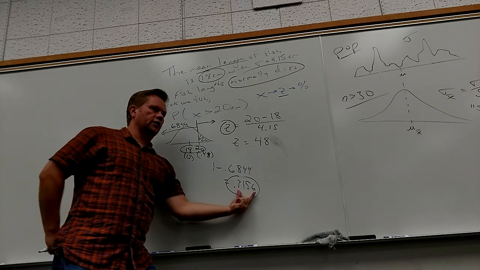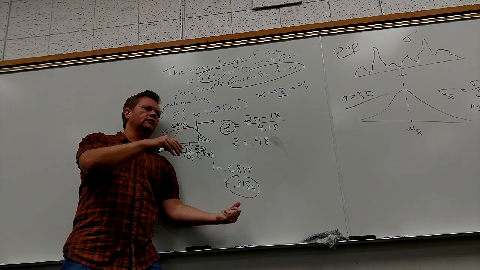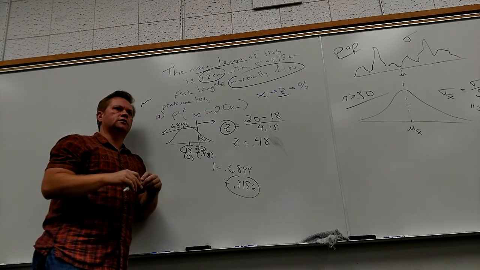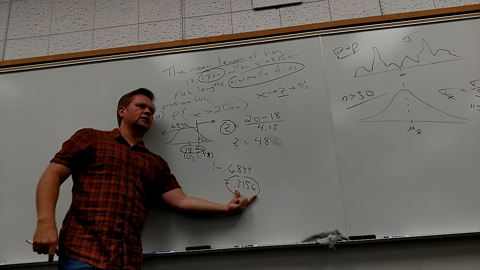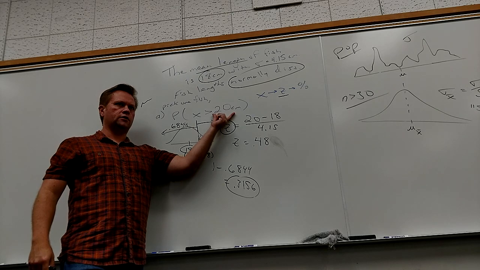Yeah, this is the probability. So you can look at this several different ways. This is the probability that a fish picked at random is longer than 20 centimeters. Another way to look at this is 31.56% of all fish in that pond are greater than 20 centimeters.